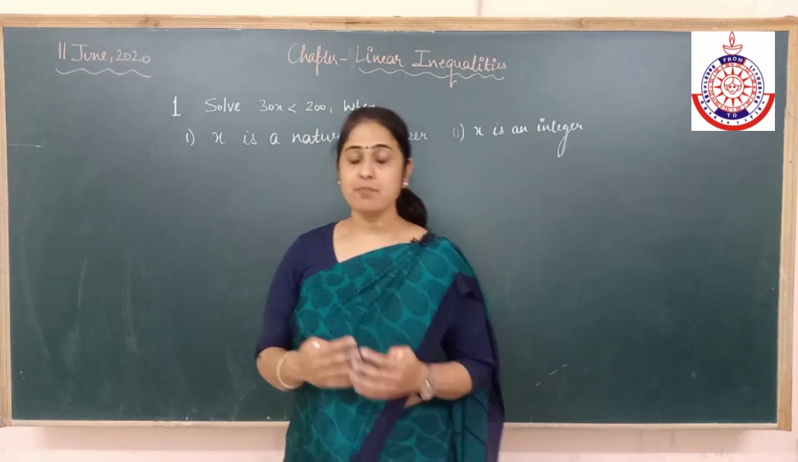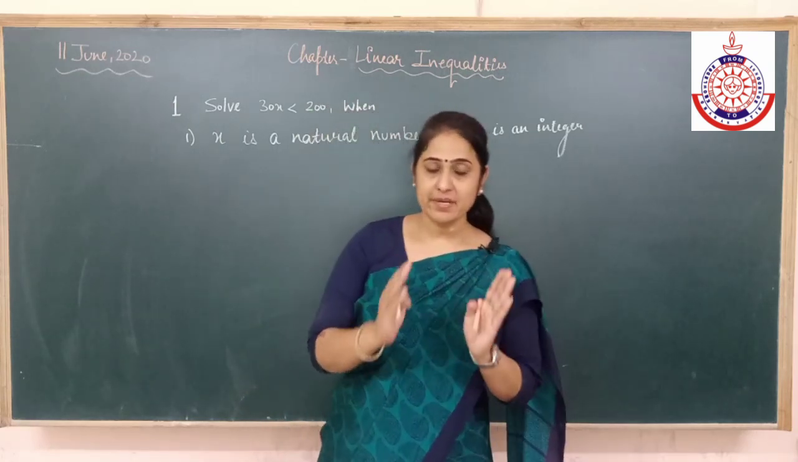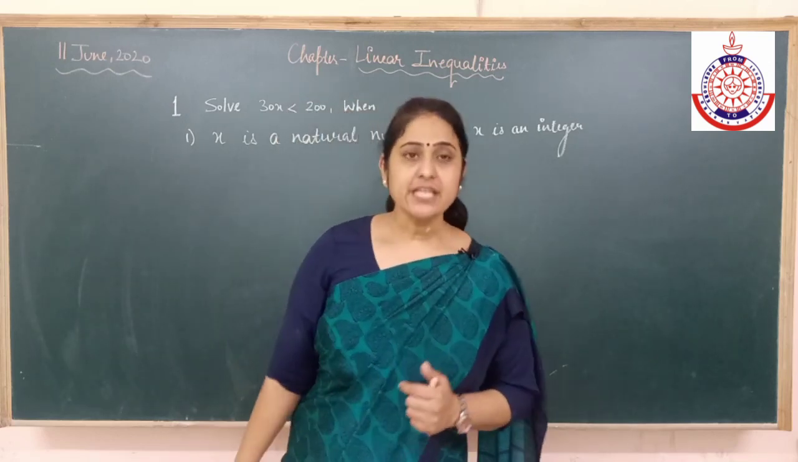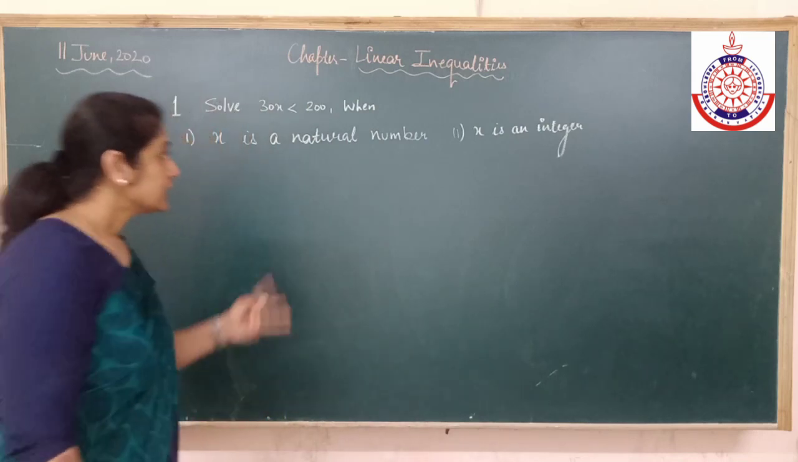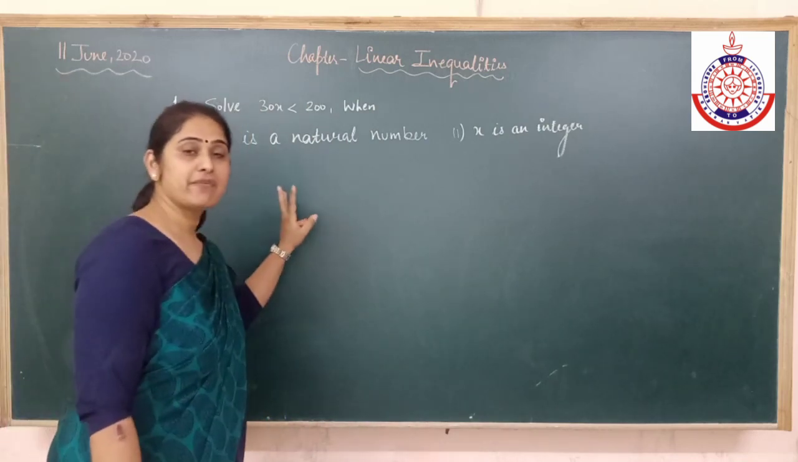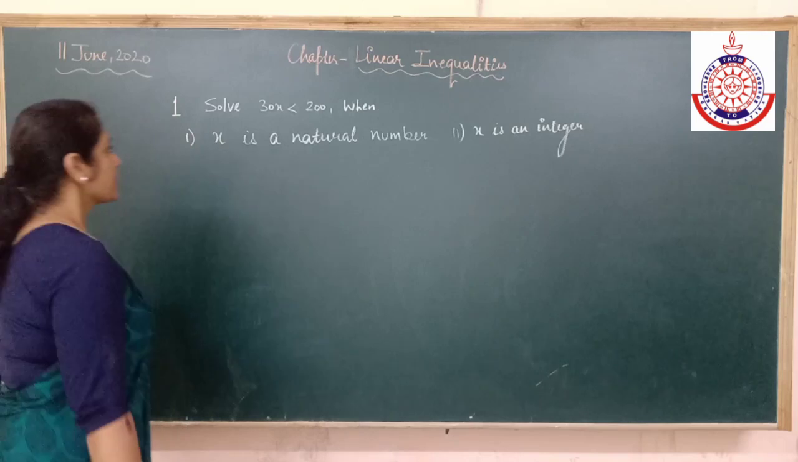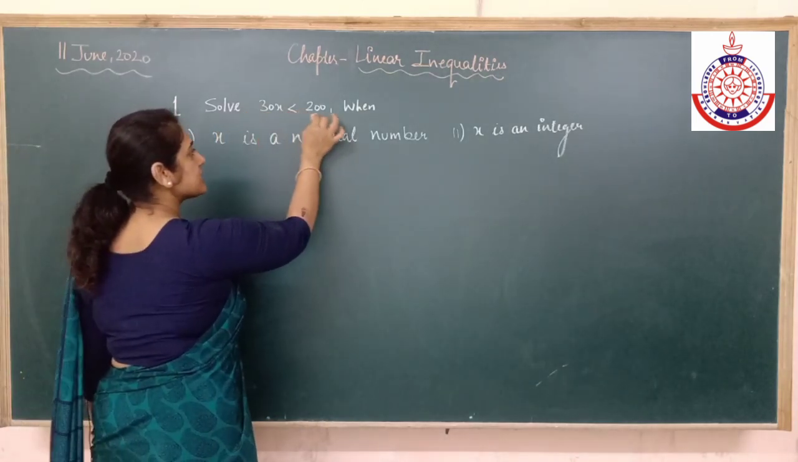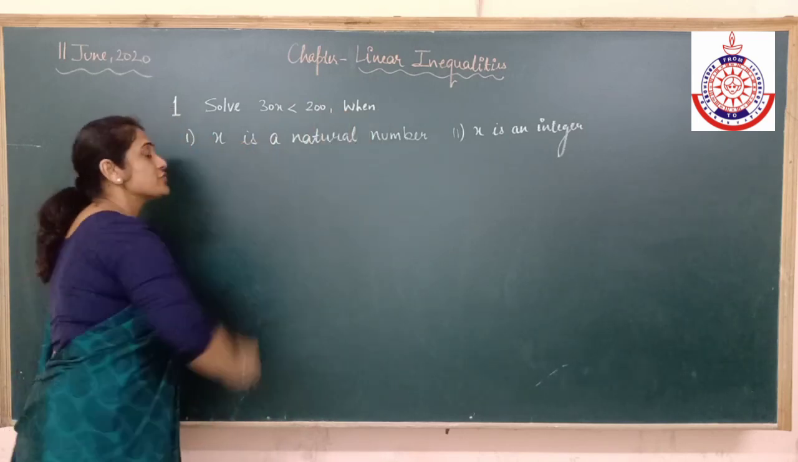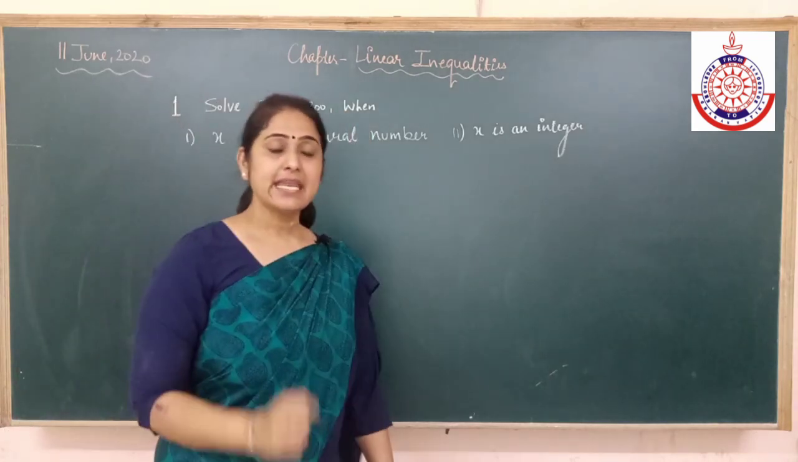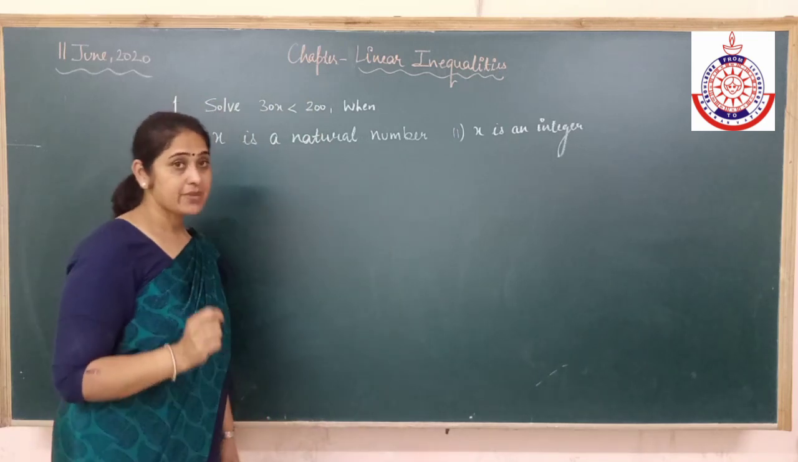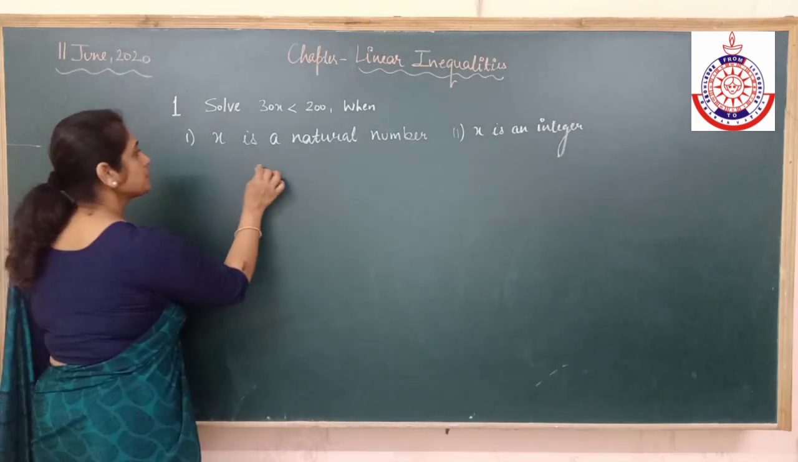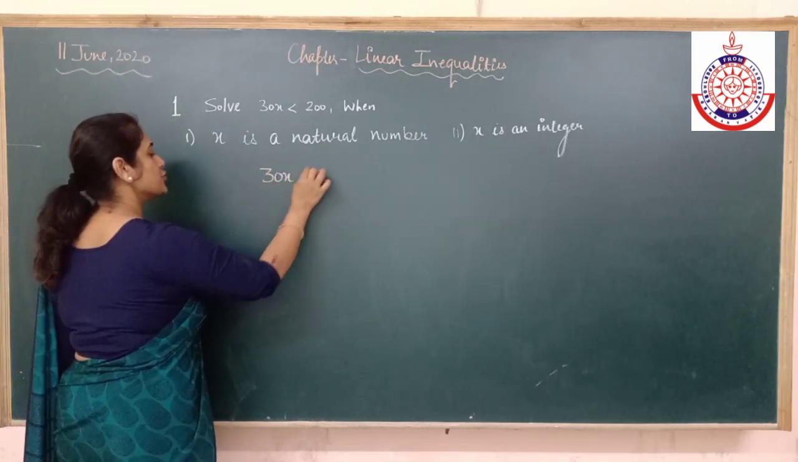And I told you in my previous videos, first of all we are going to complete the NCERT portion, then we are going to do further. So I am going to start with the examples of the first exercise of NCERT. Read the first question. It is: solve 30x less than 200 when, first of all, x is a natural number and, second, x is an integer.